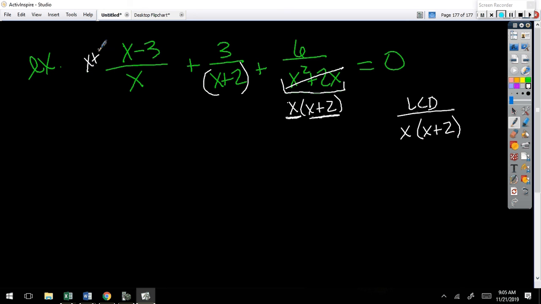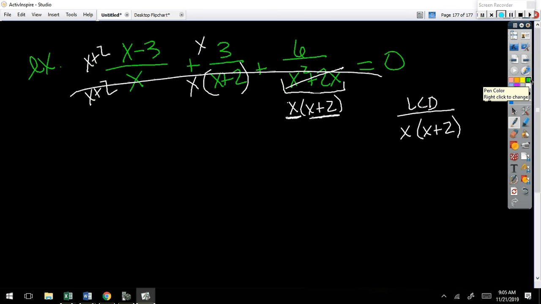This would need an x plus 2. This would need what? An x. And then you can drop the bottoms off and solve. Does that make sense to everybody? You need me to finish solving this one? Okay. Yeah, try it, and then we'll come back and do it.